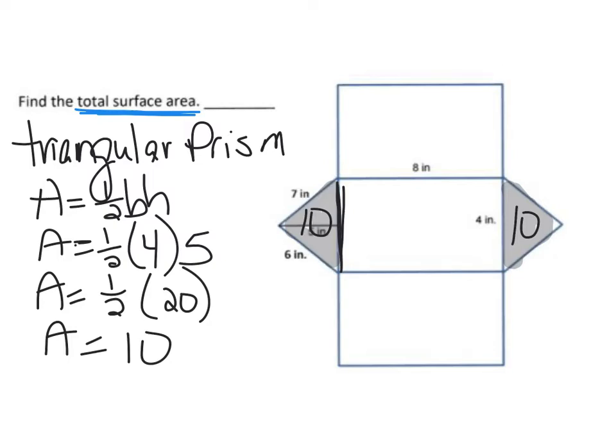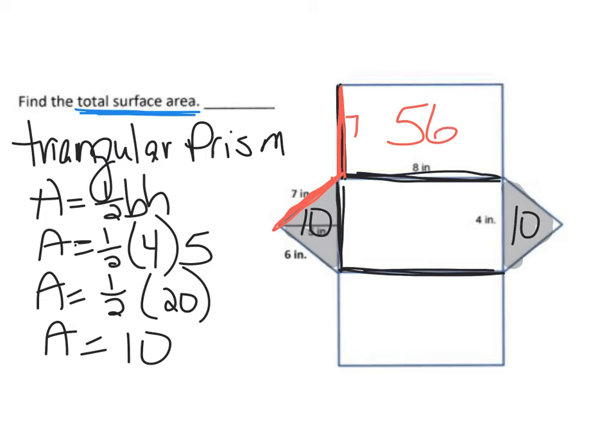So now we're going to do the area of the rectangles. If you notice, this is going to be 8. This is 8. So those are the ones that we need. Now, what would this measurement be? It's 7. Where are we getting 7 from? Remember, we're folding this up. When we fold it up, it's going to connect to the 7. So that means this is 7. Okay, so let's do 7 times 8. 56.